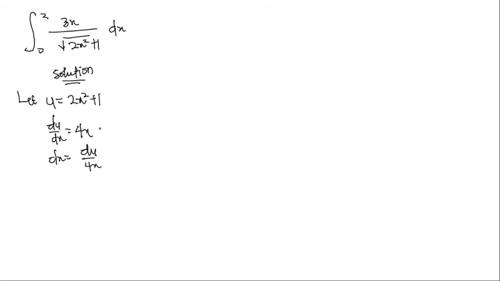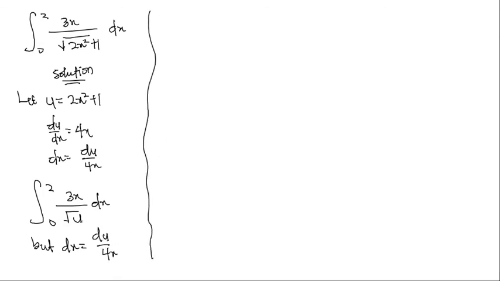Now that we have this, we can rewrite the entire equation as the integral from 0 to 2 of 3x on the root of u dx. But dx, we made dx the subject and we said it is du on 4x. So if we substitute that, we have the integral from 0 to 2 of 3x on the root of u multiplied by du on 4x.